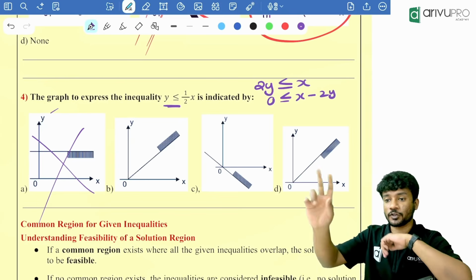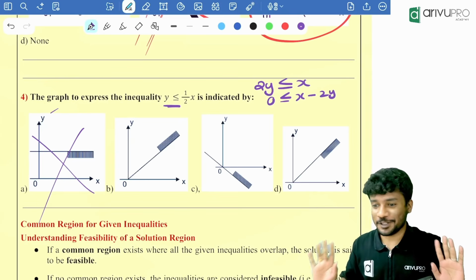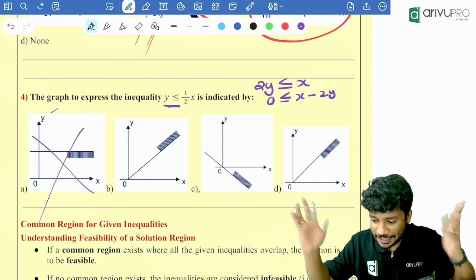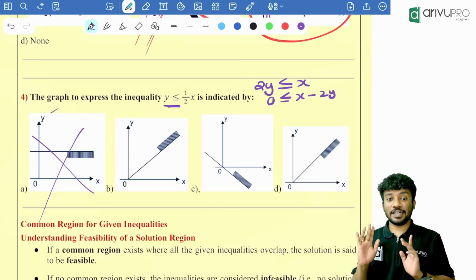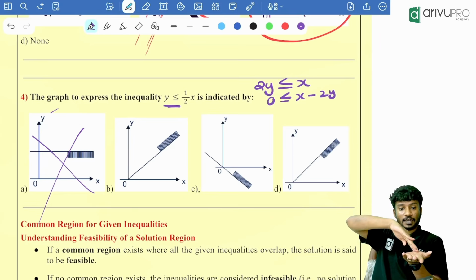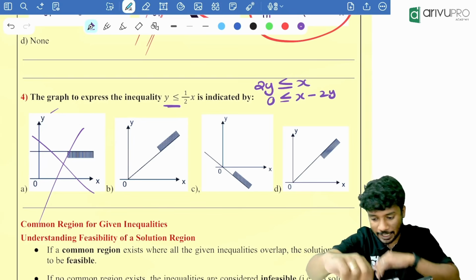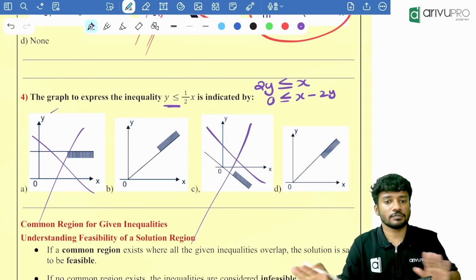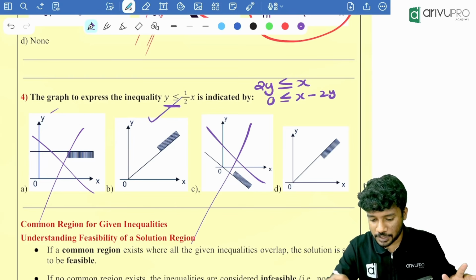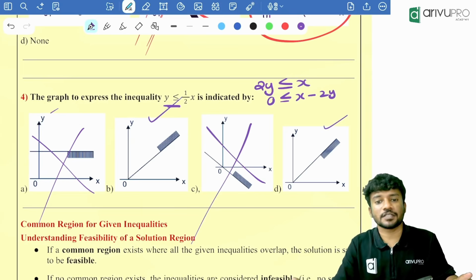There are two options for you. Say yes or no. No, signs are not same. They are different. When signs are different, it will be going from lower left to upper right. That means which option is correct? Either it will be option B or it will be option C.